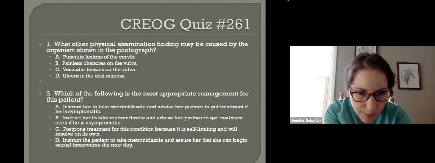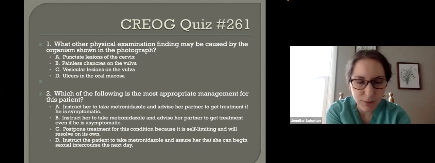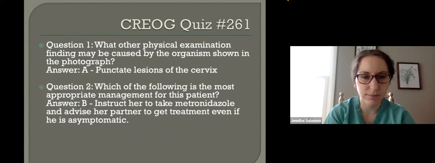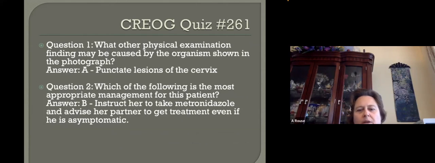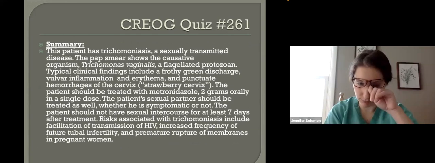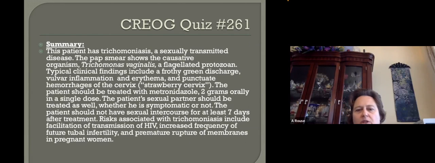Okay, so they both need to take metronidazole. They need to do B. Correct. So this was obviously trichomonas and it's a protozoan. So you get that classic question, frothy green discharge. You may have some inflammation and erythema, and there's your strawberry cervix. So it's that punctate hemorrhages of the cervix.